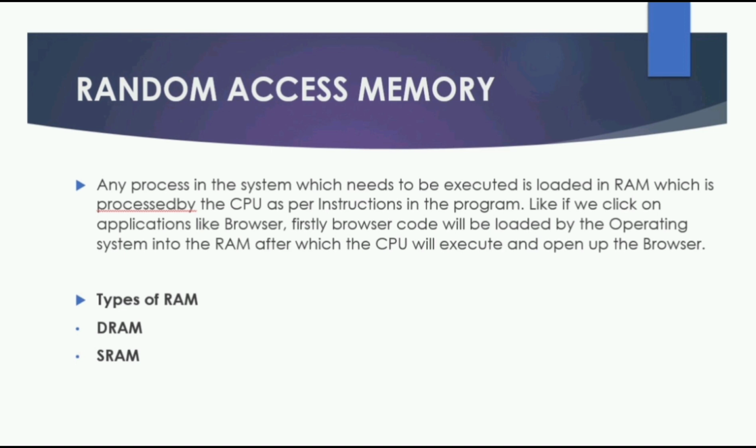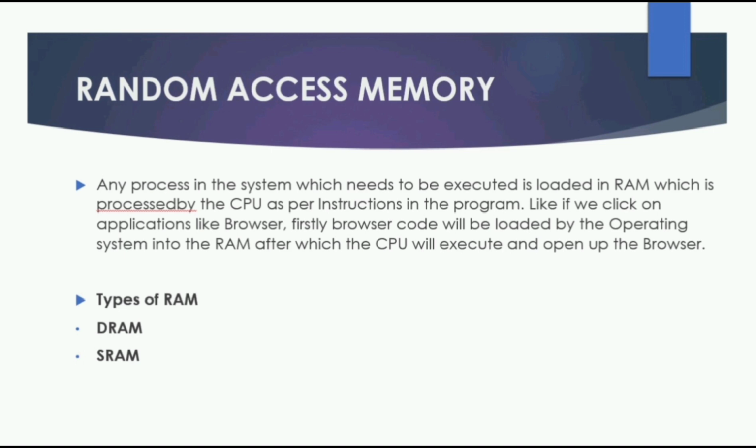So let's start with random access memory, which is RAM. Any process in the system which needs to be executed is loaded in RAM, which is processed by the CPU as per instructions in the program. Like if we click on an application like a browser, firstly the browser code will be loaded by the operating system into the RAM, after which the CPU will execute it and open up the browser.